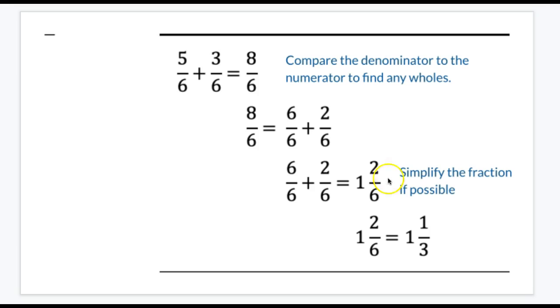However, 2/6 can be reduced. Both of these can be divided by 2/2, right? 2 divided by 2 gives you 1. 6 divided by 2 gives you 3. So the correct answer is 1 1/3.